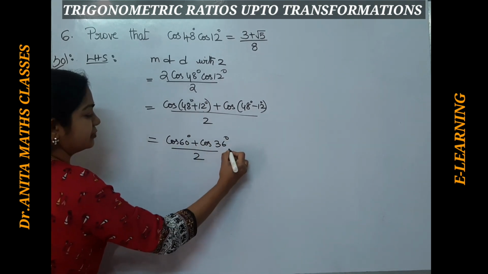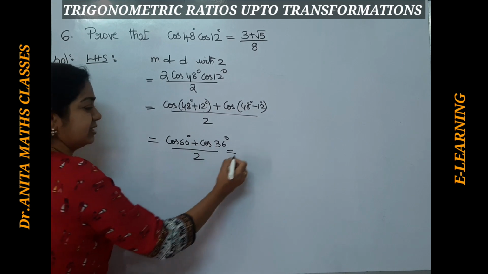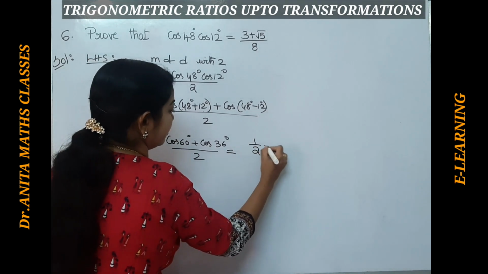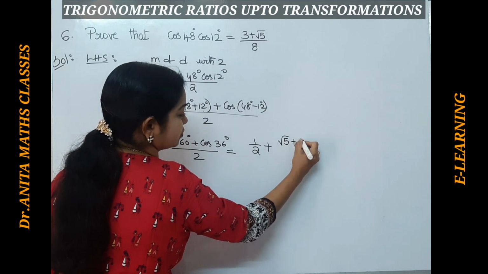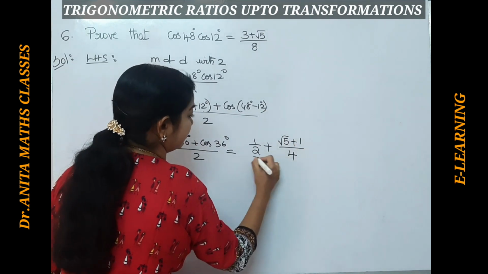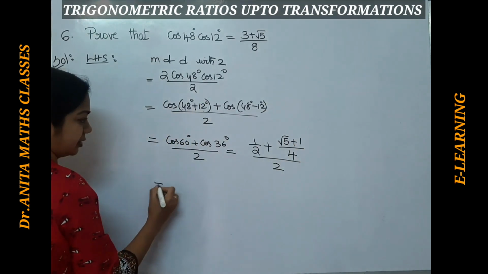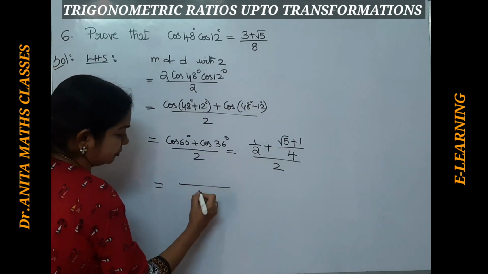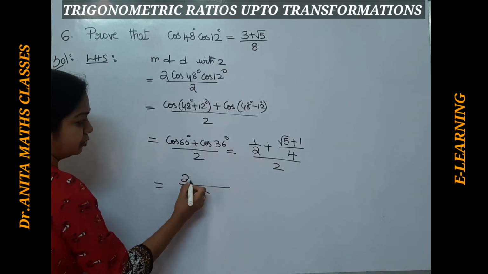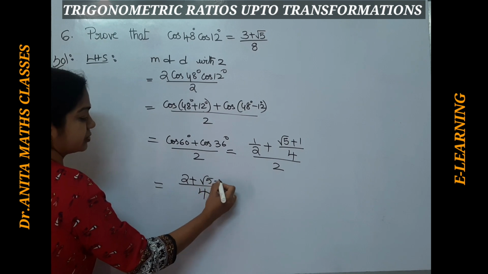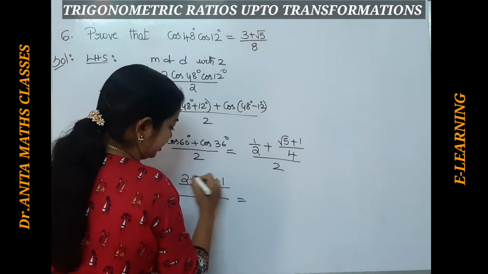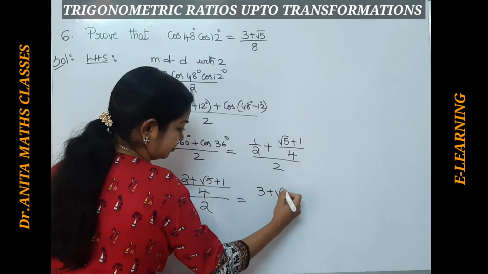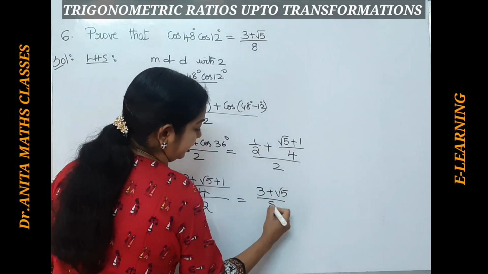These values we know. So cos 60 is 1 by 2 plus cos 36 is (root 5 plus 1) by 4, divided by 2. Now if we take the LCM above 4, we get (2 plus root 5 plus 1) by 4, divided by 2. So that becomes (3 plus root 5) by 8.